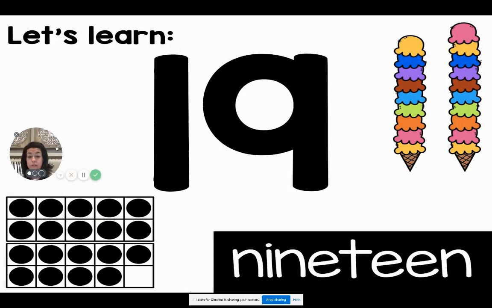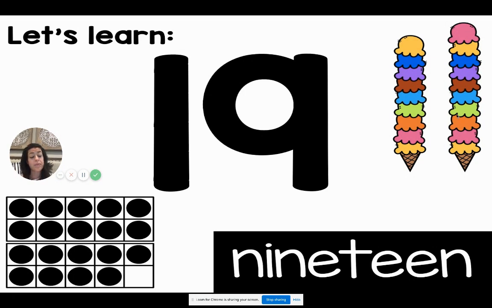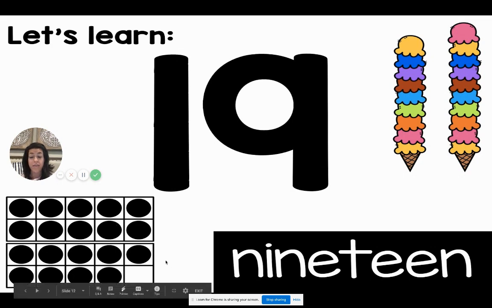19 is another 2-digit number. We have a 1 and a 9. The 19 is in standard form. Down here, the 19 is in word form. We have 1 entire group of 10 ice cream cones, and we have 9 more. If you look at our 10 frame, we have an entire 10 frame filled, a group of 5 filled, and then 4 more. Just 1 more piece gets us to 20.